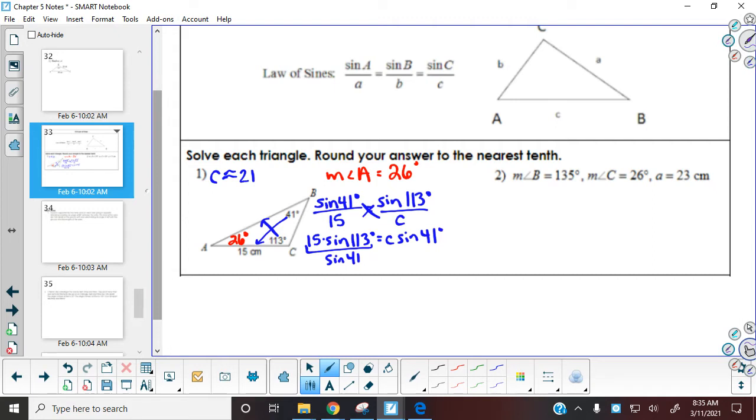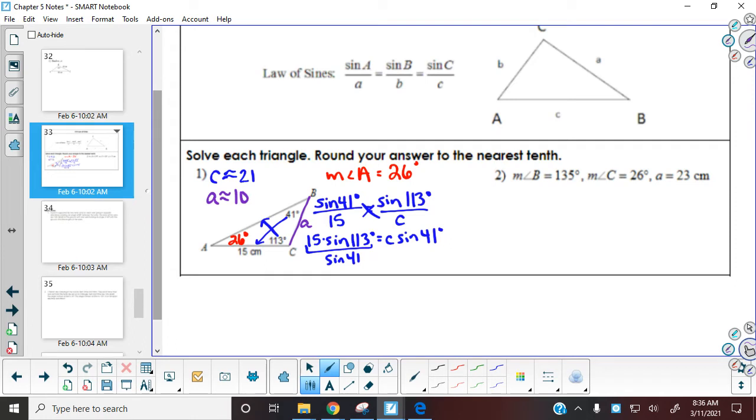So take a second and try to figure out what the measure of A is, this side length right here. Hopefully once you found it, you found that your A is approximately 10 units, okay?